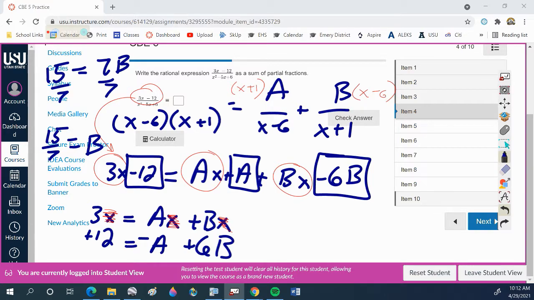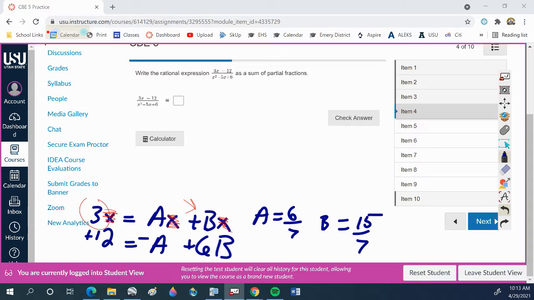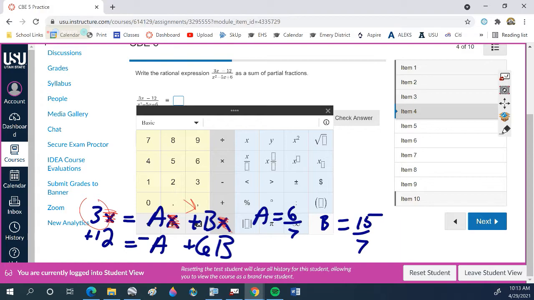So we plug that in here. And how many sevenths do I need to bump this up to 21? So 6/7. So A is 6/7 and B is 15/7. All right, let's try it. I didn't see a mistake in there anywhere.